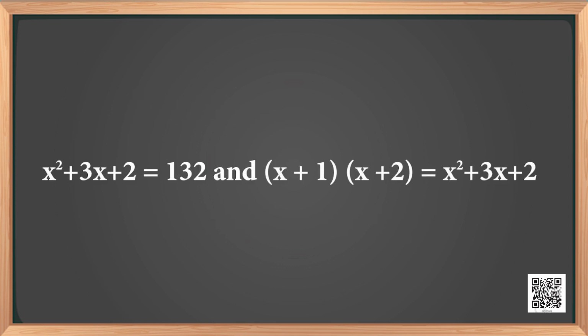x square plus 3x plus 2 is equal to 132 and x plus 1 times x plus 2 is equal to x square plus 3x plus 2. Both are algebraic equations as they contain variable x, constants and coefficients. Let us explore the difference between both of them.